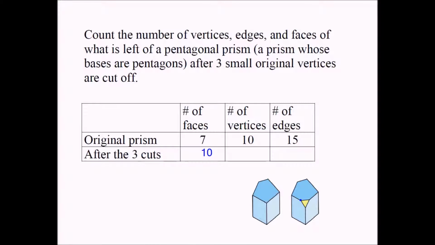Now, when you chop off a corner, you lose that corner, you gain 3 corners, so you have a net gain of 2 corners for each cut. Each time you cut a vertex, you lose that vertex, but you gain 3. That means you have a net gain of 2 vertices per cut. You have to pause the video and genuinely understand what I'm saying. 2 vertices per cut. And there are 3 cuts, so we will gain altogether 3 times 2 or 6 vertices. 10 plus 6 is 16.